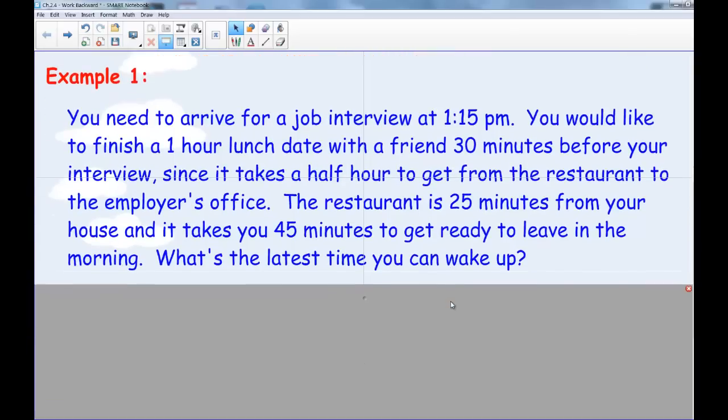The first example says you need to arrive for a job interview at 1:15 p.m. You would like to finish a 1-hour lunch date with a friend 30 minutes before your interview, since it takes about a half hour to get from the restaurant to your employer's office. Now the restaurant is located 25 minutes from your house, and it takes you 45 minutes to get ready to leave in the morning. So what is the latest time that you can wake up?